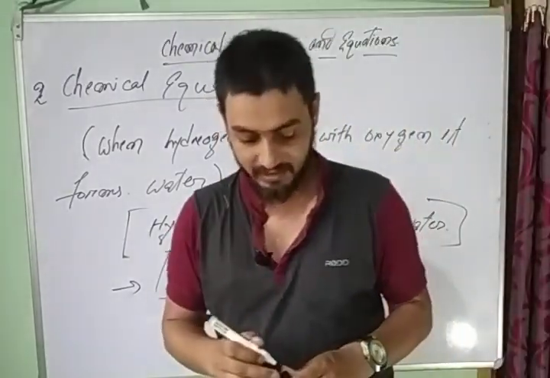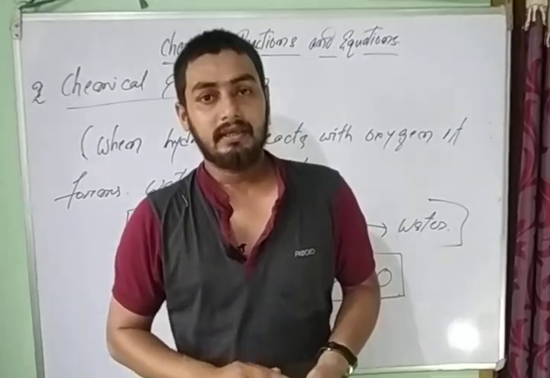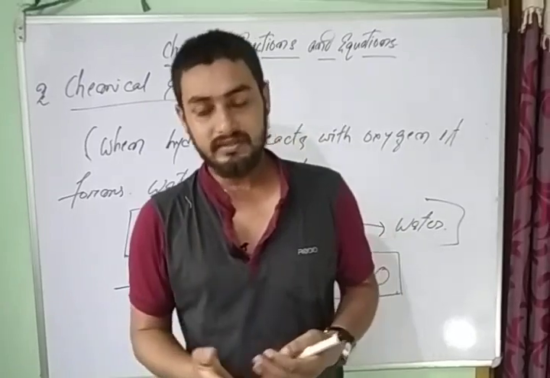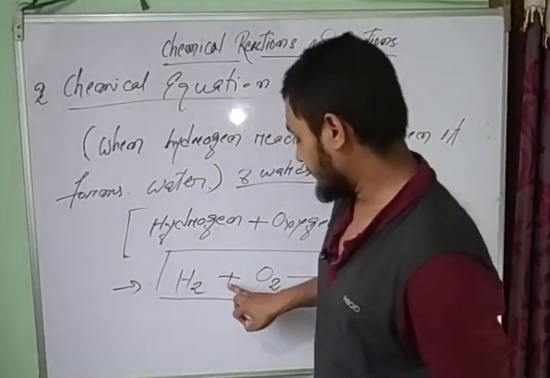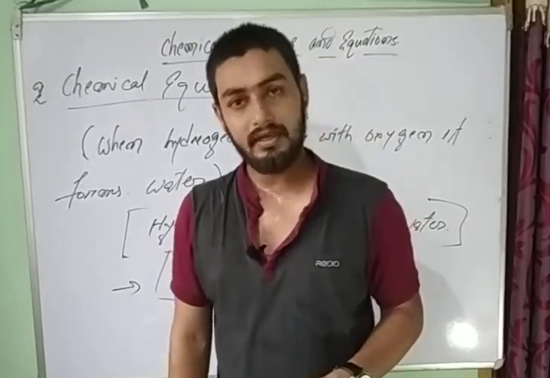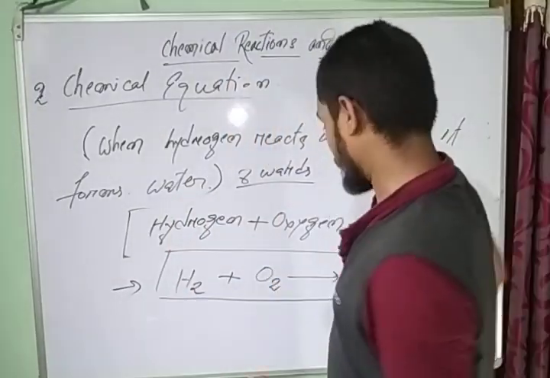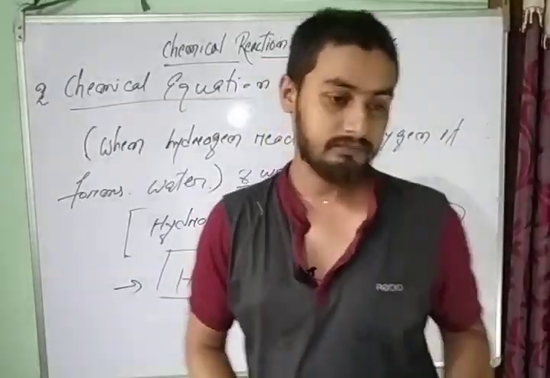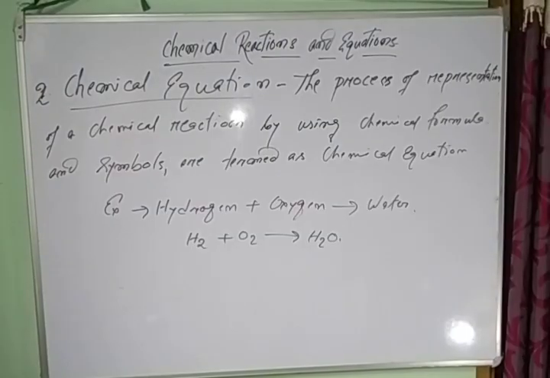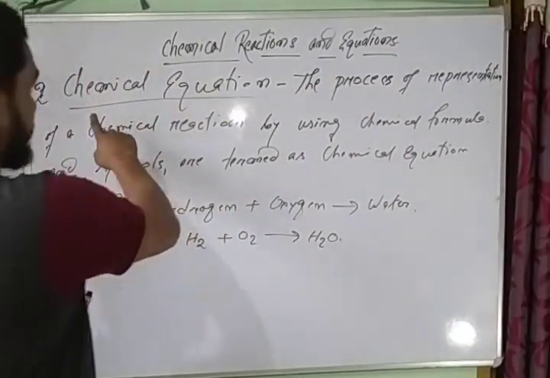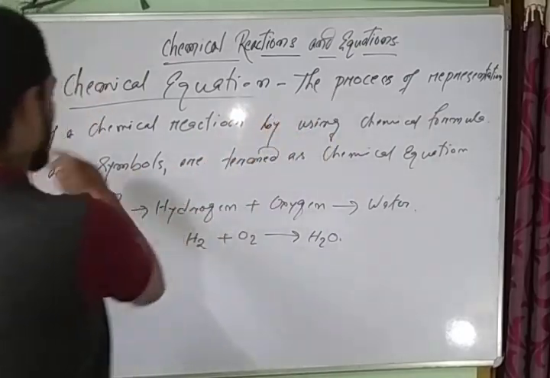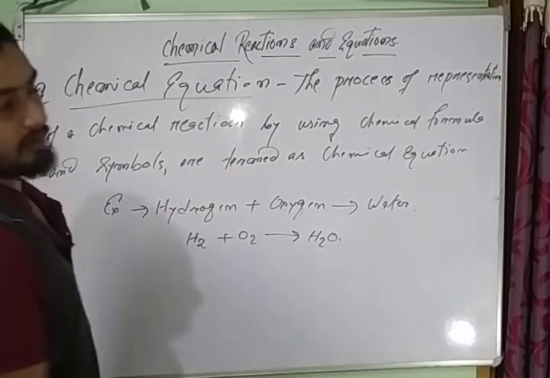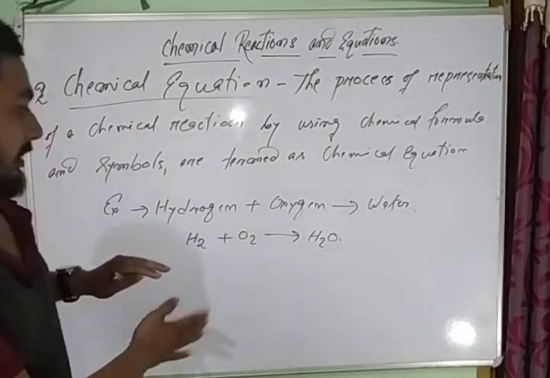So how will you define a chemical equation? A chemical equation is the process of representation of a chemical reaction by using some formulas and symbols. Okay, so this is the definition of a chemical equation. The representation of a chemical reaction by using chemical formulas and symbols is termed a chemical equation. For example, you can write the example by using the sentence.